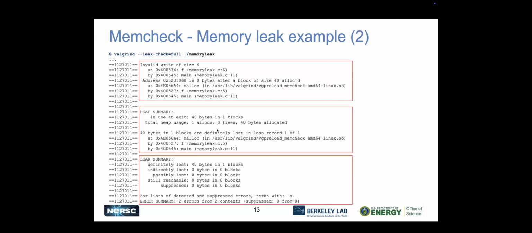And this heap summary again summarizes how the memory block was allocated. And at the bottom here, we have a leak summary. It shows the definitely lost section. We have 40 bytes in one block, definitely lost here.